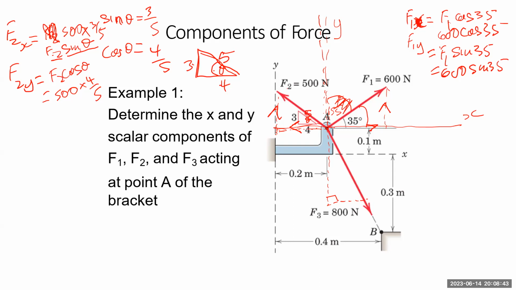Is all of them positive? Is there one negative and one positive? Which one should be negative? The X should be negative. Good, because it's going in the negative direction. All right, so all you do is work those out. This one is 5 times 3/5, and the other one is 5 times 4/5.